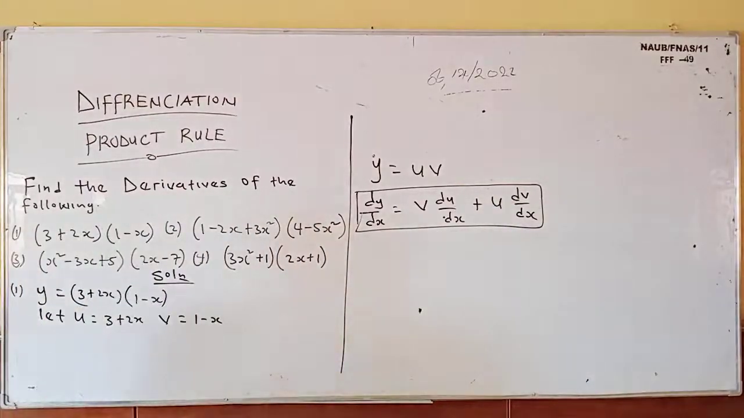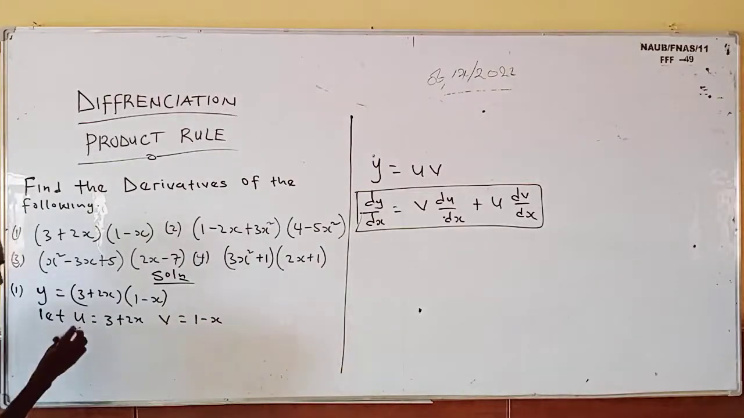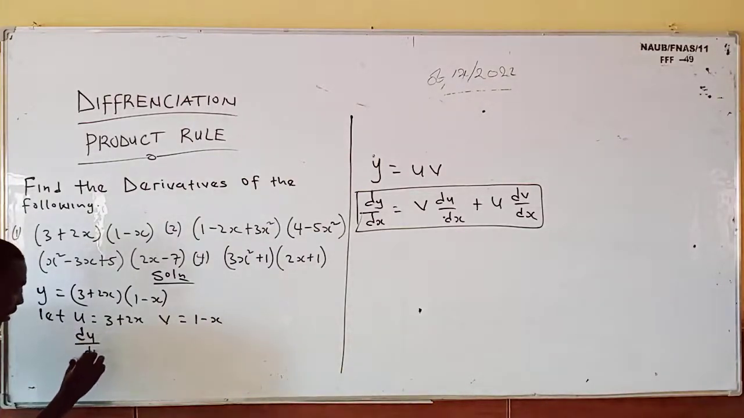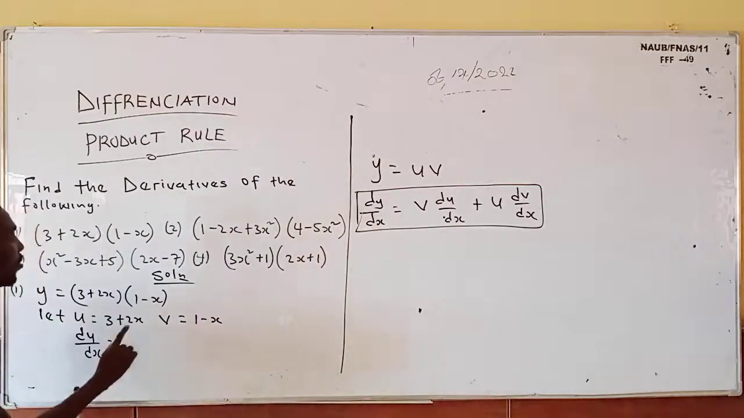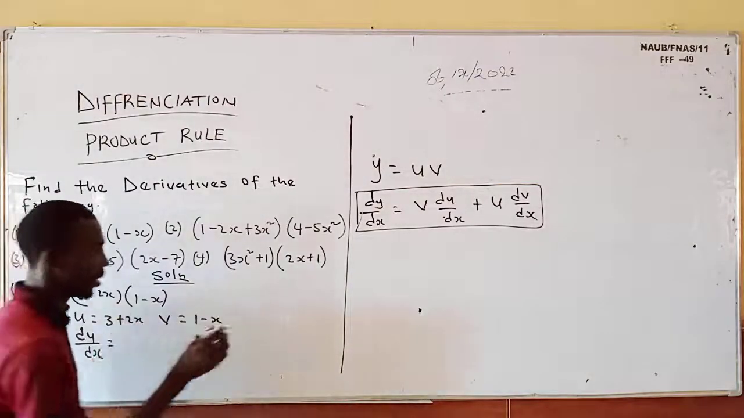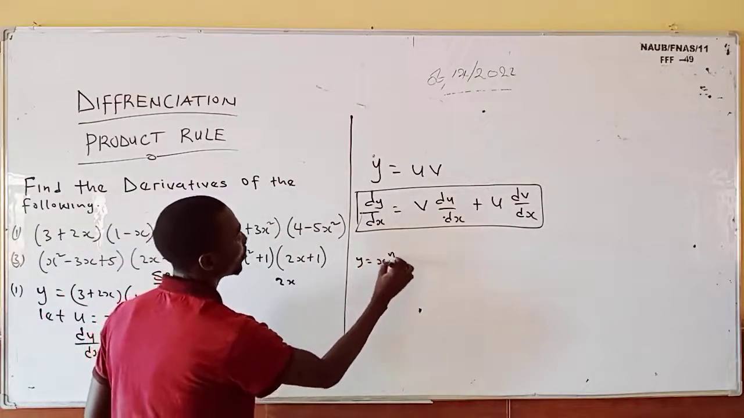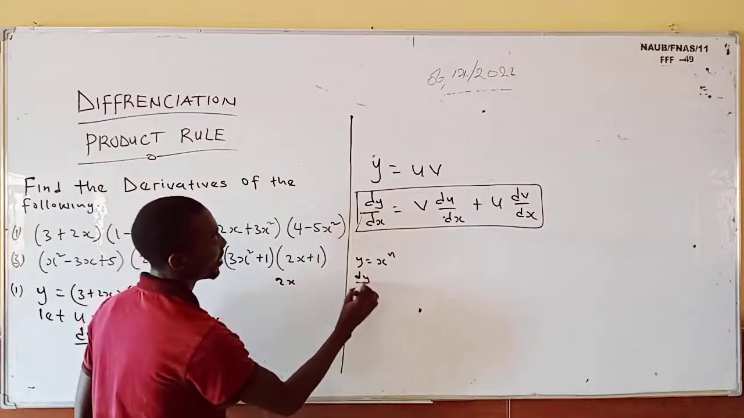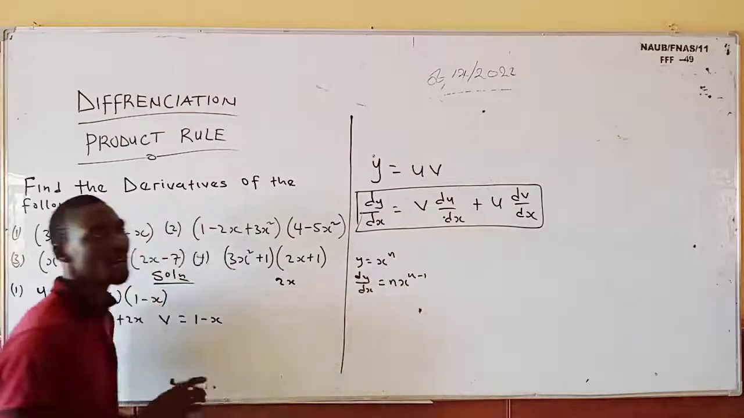So now the next thing we are going to do is differentiate u with respect to s. So we say du/ds. You differentiate 3, you are going to get 0. Differentiation of any constant is 0. And if you differentiate 2s, you are going to have 2. From our formula, if y equals s to the power of n, dy/ds is equal to n s to the power of n minus 1.